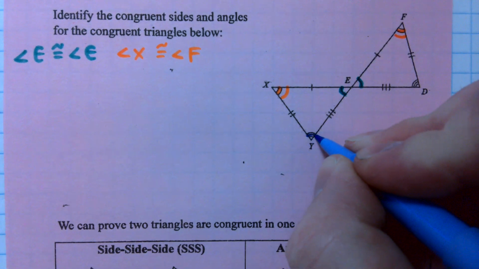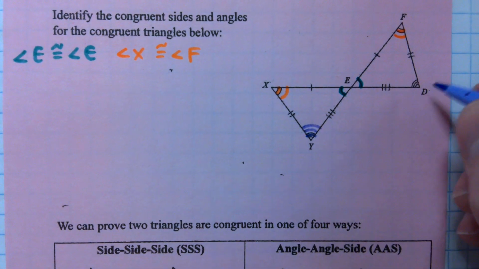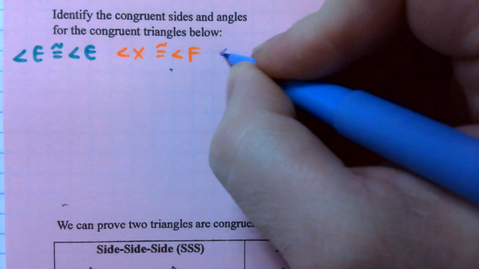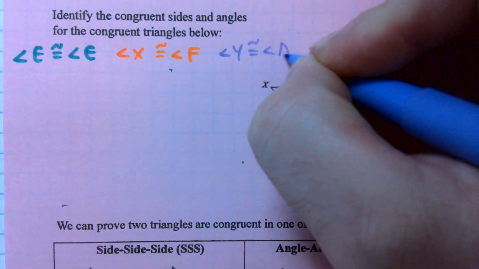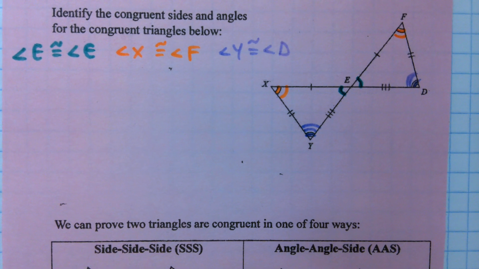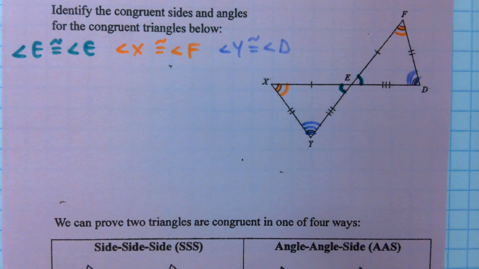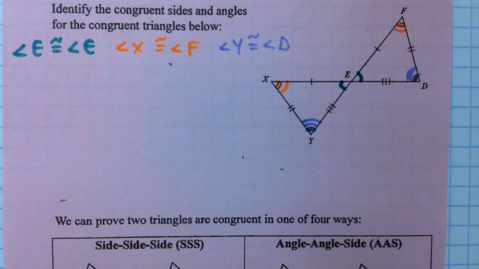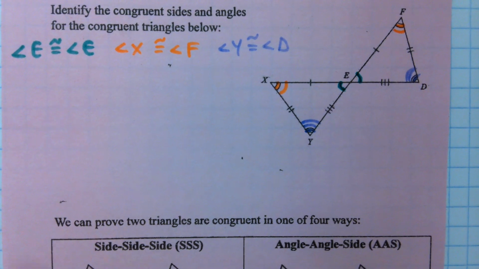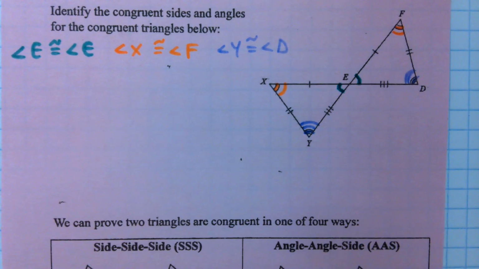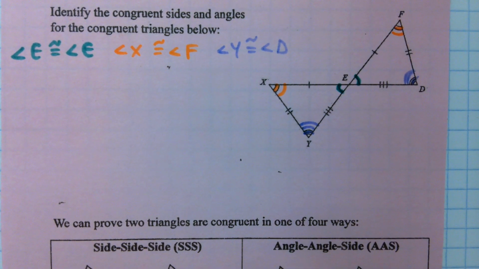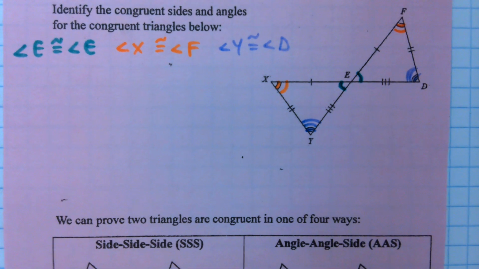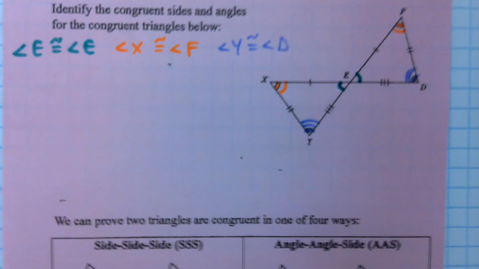So which angle is congruent to angle Y? D. Angle D. And again, could I also say that angle D is congruent to angle Y? Yeah, they're both congruent, so it could go either way. All right. All three of my angles are congruent between these two triangles. Does that mean that these two triangles are congruent? Not yet.